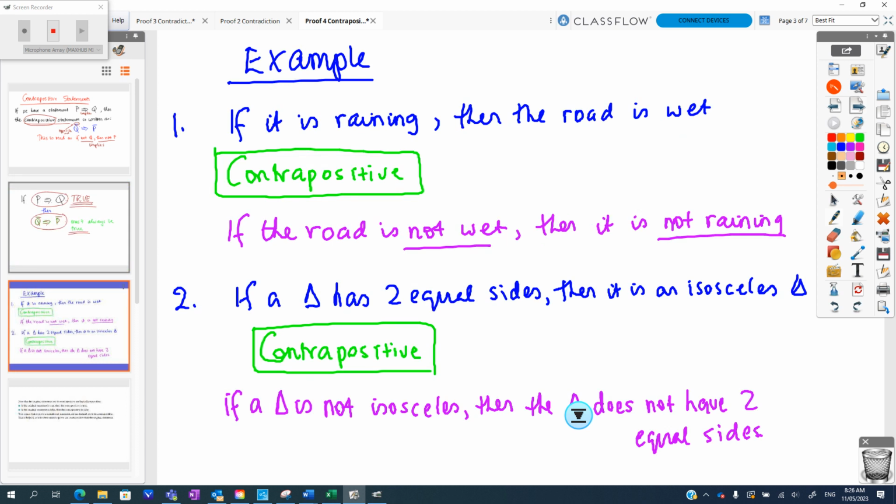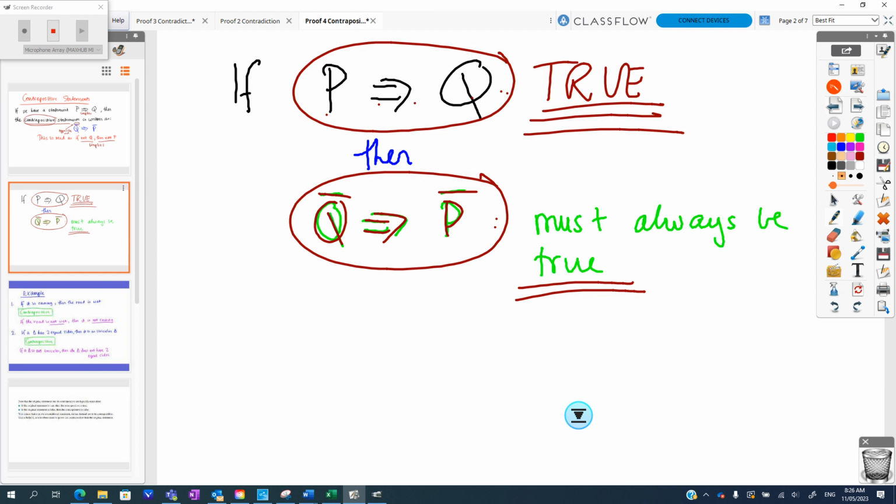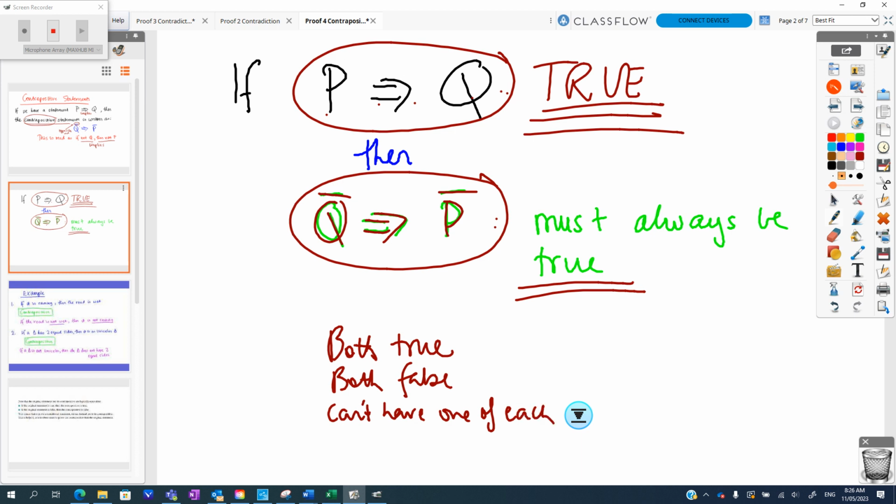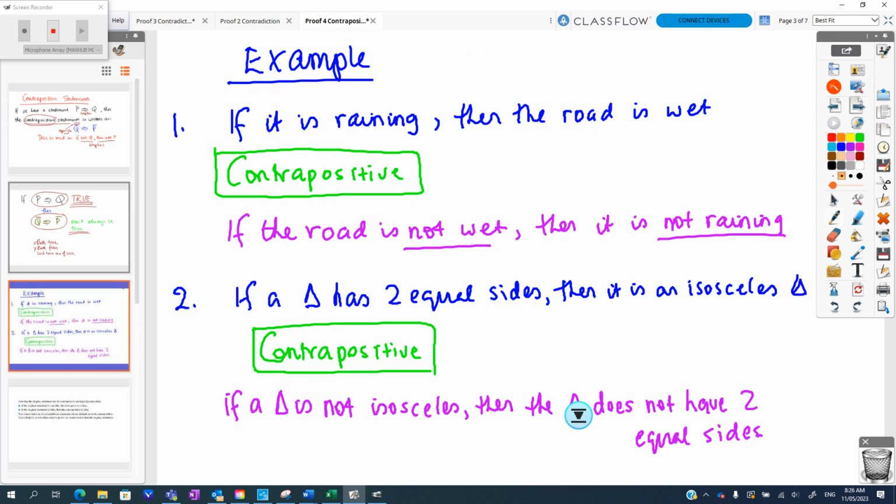So this is just an example. If you go back to that again, they're either both true or they're both false. You can't have one of each. You can't have one true and one false. So let's have a look at some statements of contrapositive.